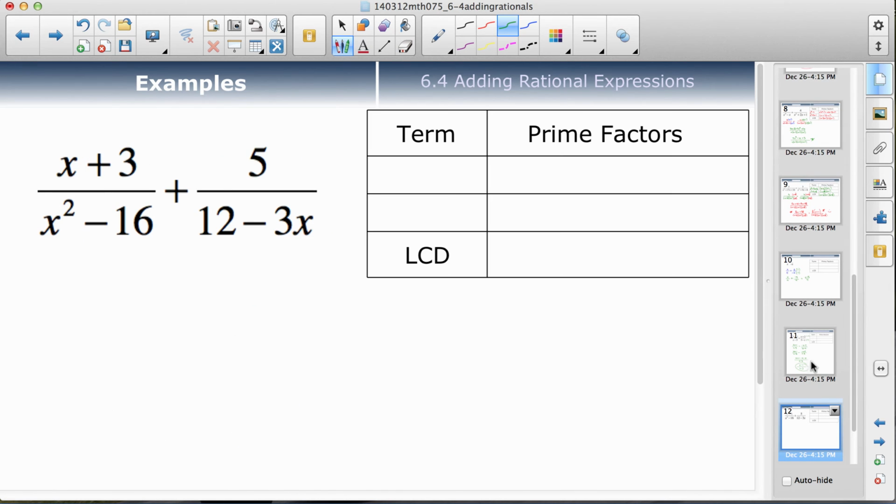Okay, one last one, and then we'll call her good. I'm giving you lots of examples of these, and you may want to come back and review them. So x squared minus 16. To factor that, that's x minus 4, x plus 4.